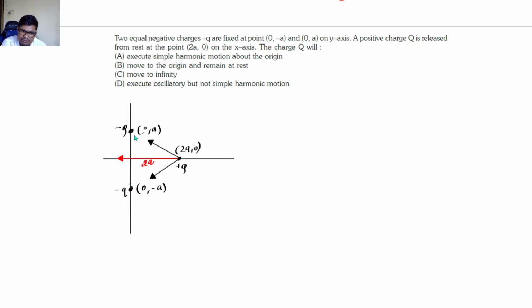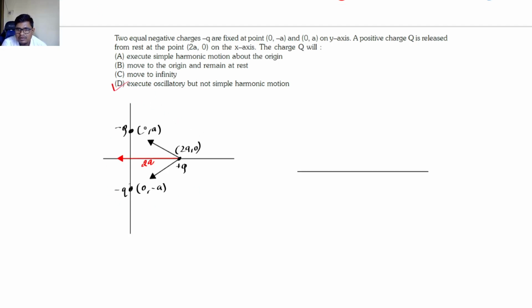Now you can see that these two have an identical configuration about this point, so both of them will exert equal amounts of force, and the resultant of this force will be acting in this direction. Yes or no? So it will experience an attractive force, so it will come towards this line. Okay, it will move along this line. Alright, now we have to see what things happen during the course of motion, and which of the options correctly explains this phenomenon.